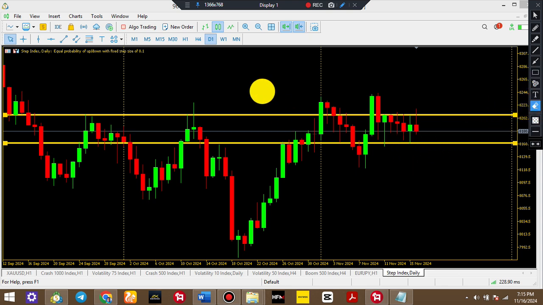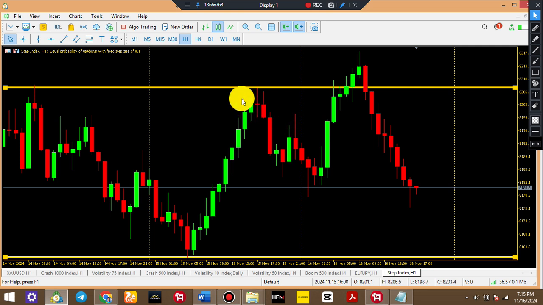So now let's go back to the H1 where we are doing our analysis from. As at yesterday, this was the highest point price got to, and this was the lowest point price got to. Immediately price came above this zone, it crossed above the previous day high, right?